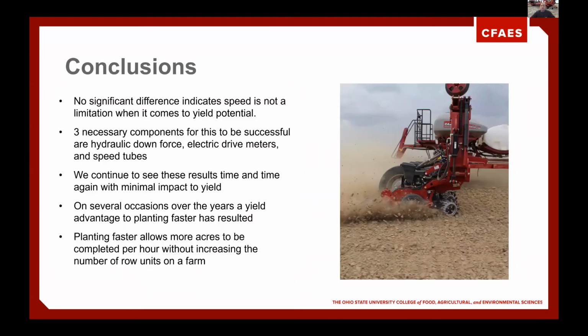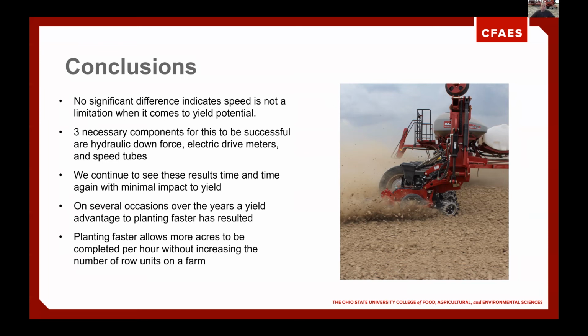So when we talk about conclusions for 2020 and over the last few years, we continue to see no significant difference from different speeds and limitations on yield. There are three necessary components to make this happen: hydraulic downforce and electric drive meters, as well as speed tubes or some sort of high speed seed delivery. We have to make sure we set our hydraulic downforce correctly for the speeds that we are traveling.